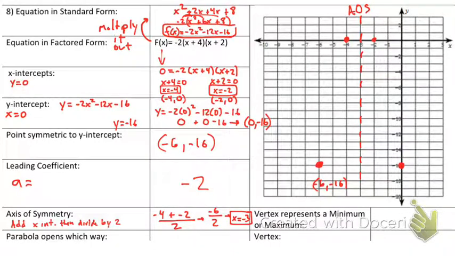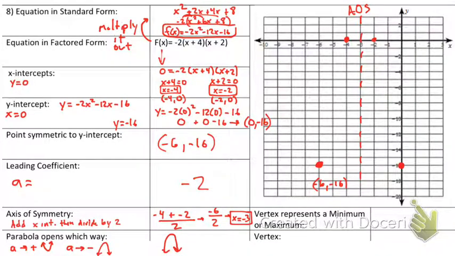All right, so now we can answer this question. Let me remind you, if your A value, or your leading coefficient, is positive, then you have a smiley parabola. If your A value is negative, you have a sad parabola. Okay, so if you look at our A value or our leading coefficient, it's negative, so it's going to be a sad parabola.